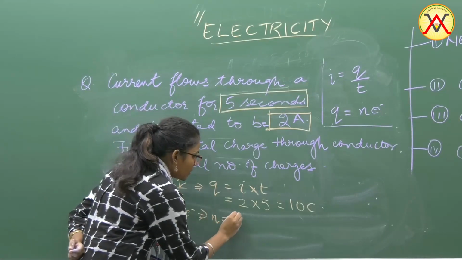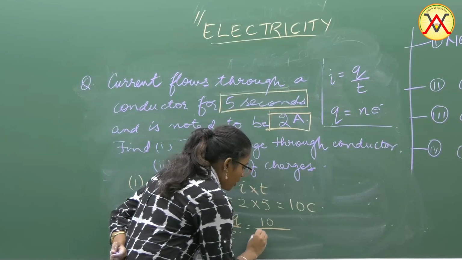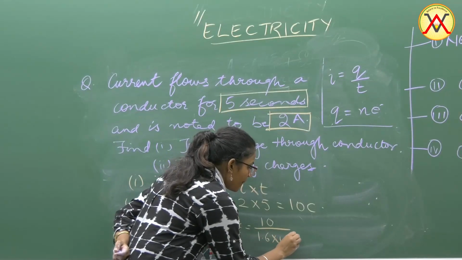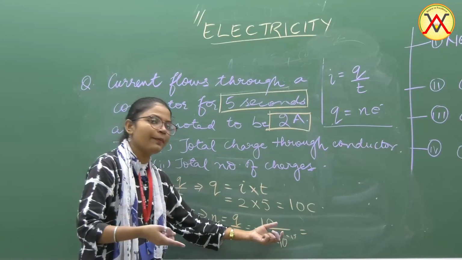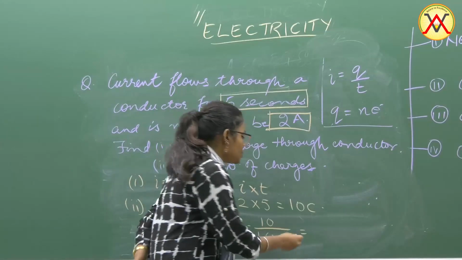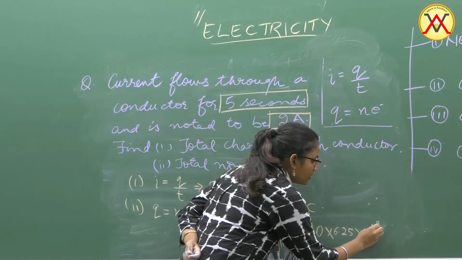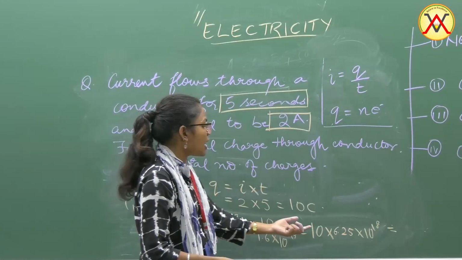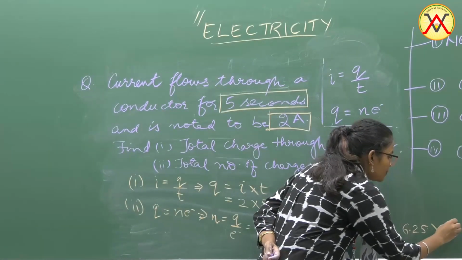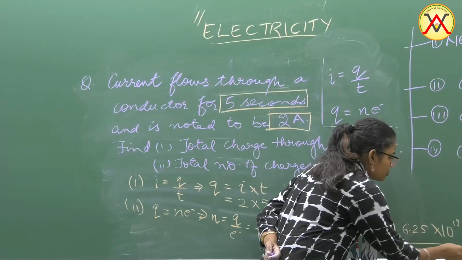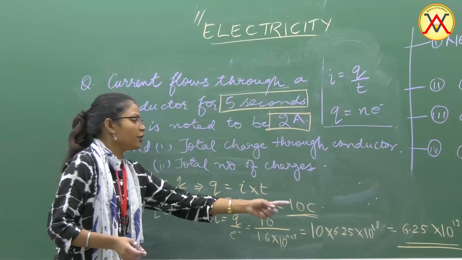Now, for total number of charges, we would use our second equation, Q equals to NE, which would give N equals to Q by E, 10 upon 1.6 into 10 raised to power minus 19. We have already discussed the value of 1 upon 1.6 into 10 raised to power 19 to be 6.25 into 10 raised to power 18. So our total number of charges become 6.25 into 10 raised to power 19 number of electrons. This is our final answer for part 1 and for part 2.